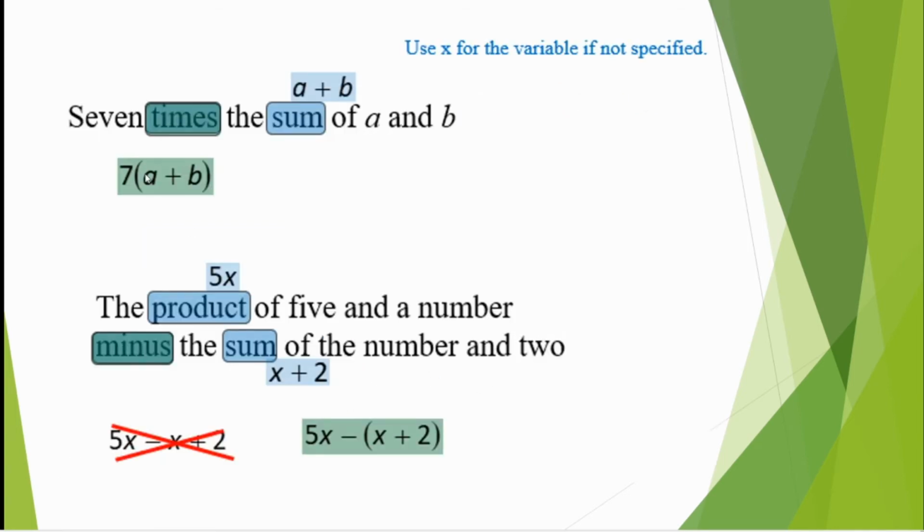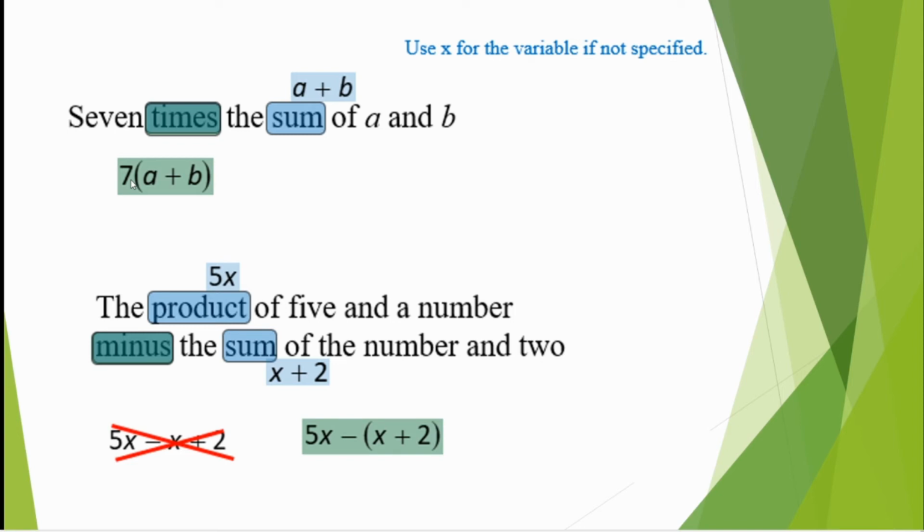In here, we have 7 times the sum of a and b. So we can have first the sum of a and b as a plus b. And then we are going to have 7 multiplied with a plus b. So we're going to use the open and the close parenthesis.